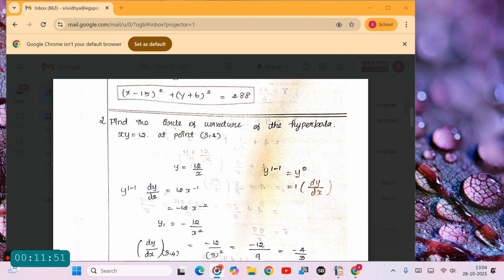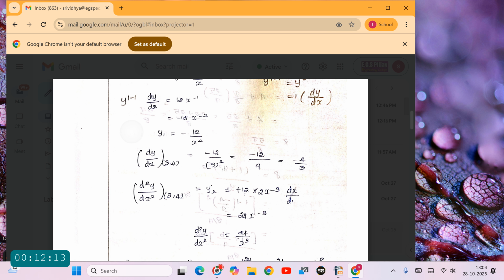Because here also we are using the same basic formula of differentiation, d by dx of x power n is equal to n into x power n minus 1. Using that formula, we can write y1 equal to minus 12 x power minus 2. Again, we have to bring x power minus 2 into the denominator. We get y1 equal to minus 12 by x square. So this is our y1 value.